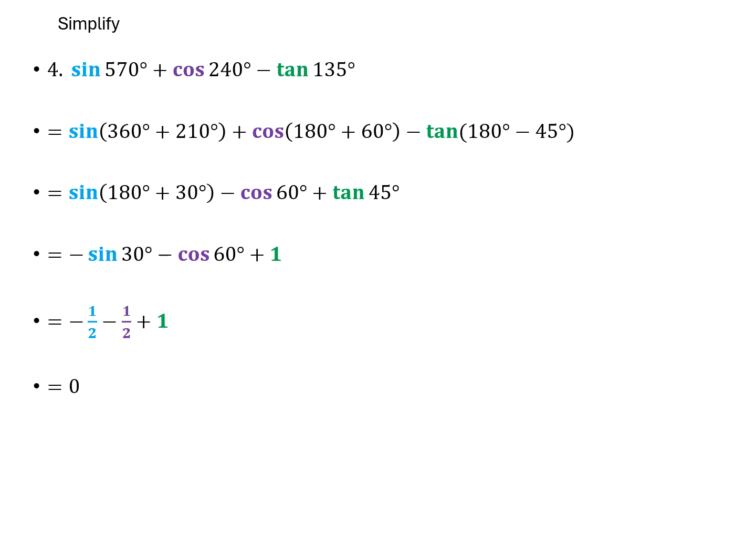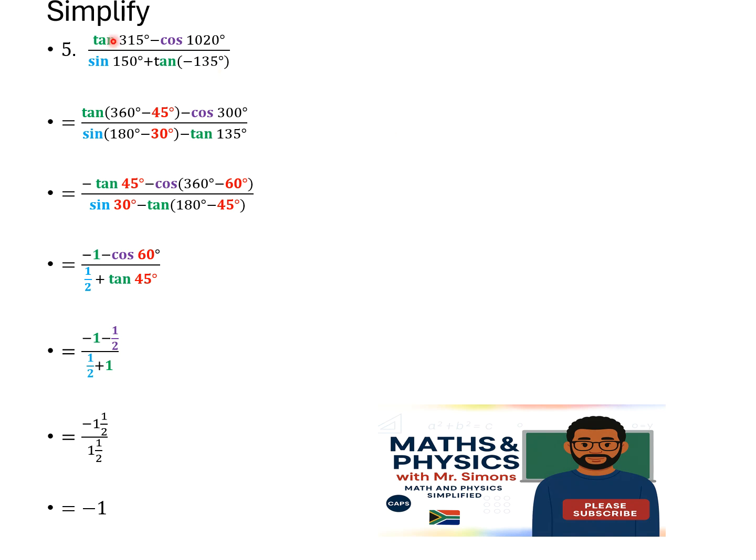Alright. Problem number 5. We have tan 315 minus cos 1020 degrees divided by sine 150 plus tan negative 135. So 315, 360 minus 45 would give me 315. Because 1020 is greater than 360, I can remove 360 from it twice. So 1020 minus 720 gives me 300 degrees. 150 is the same as saying 180 minus 30 degrees.